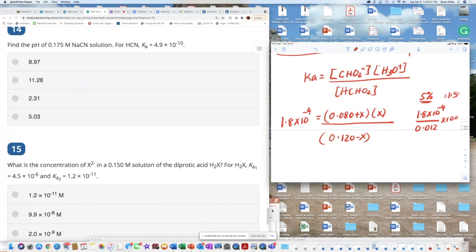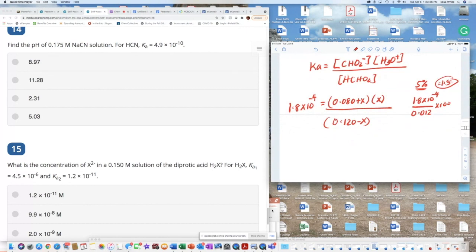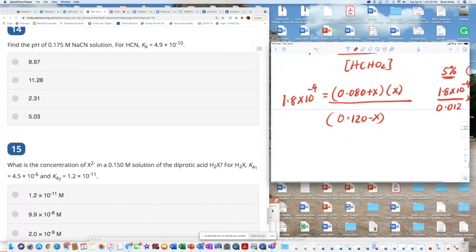1.8 exponent negative 4 divided by 0.08 times 100. Well, that one was better. Okay. Woo, 1.5. It still passes. It's still not 5%. That was close, y'all. Okay. How does that simplify our math?